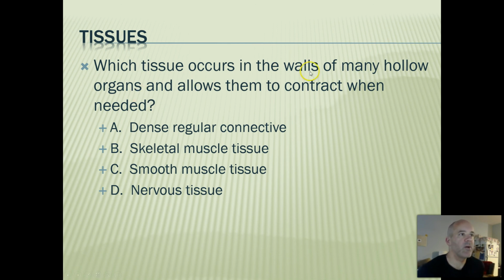Okay, which tissue occurs in the walls of many hollow organs and allows them to contract when needed? All right, so again, what we're talking about here, we said inside the wall of a hollow organ.